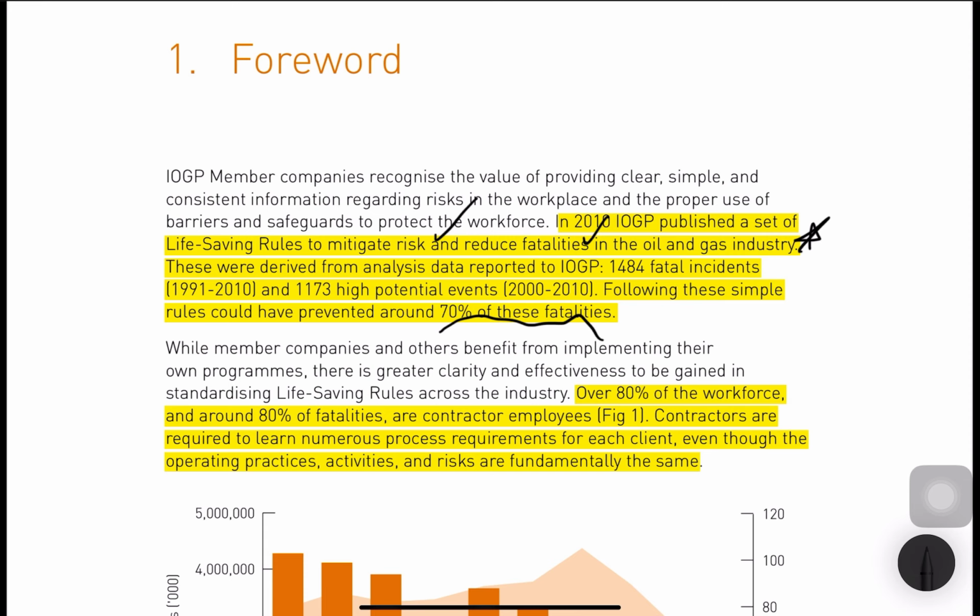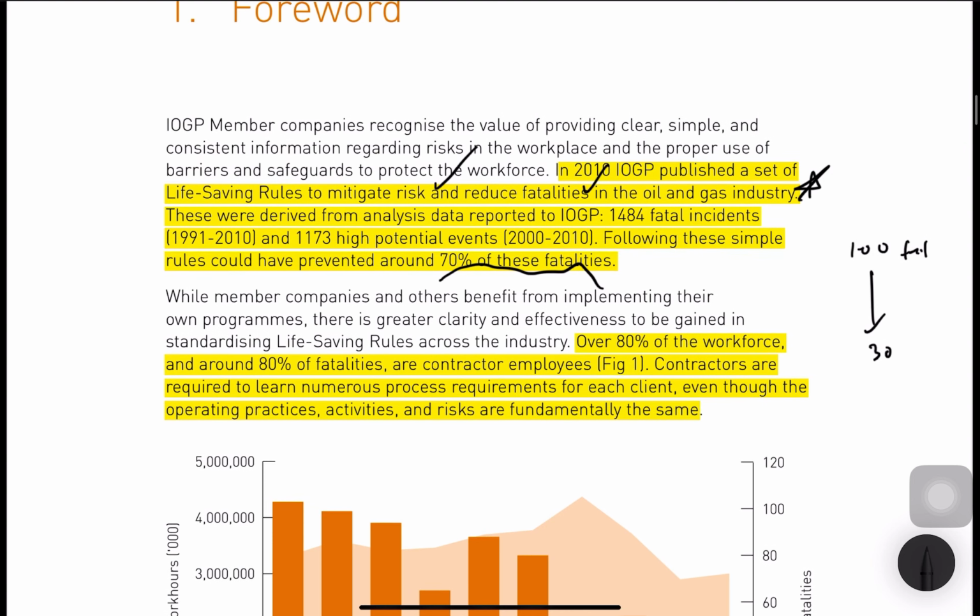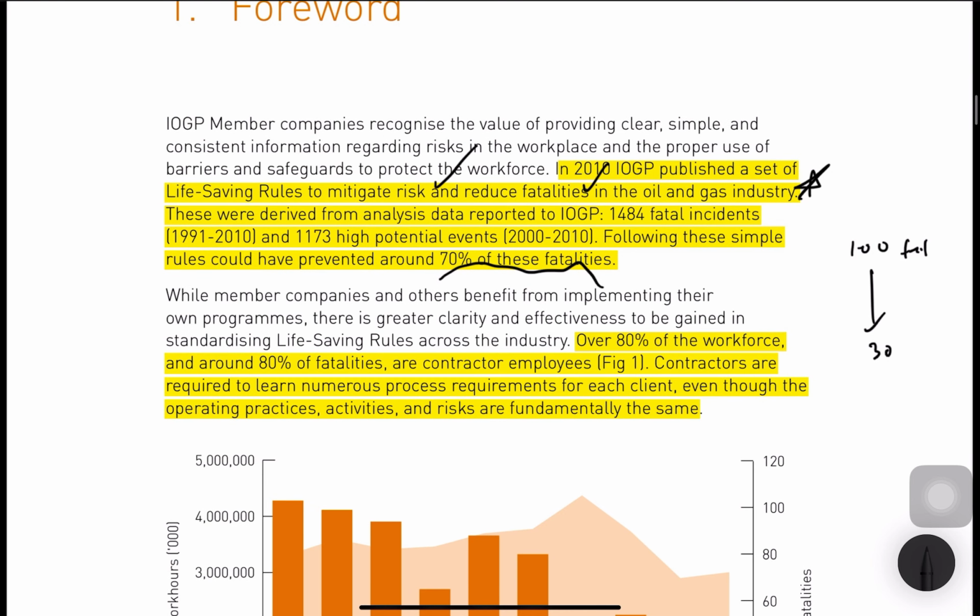So imagine if you have 100 fatalities, you can reduce it to 30 only. That's how big the impact of life-saving rules is. Over 80% of the workforce and around 80% of fatalities were contracted employees, since contracted employees are the ones facing this situation. They are working at site performing the work, so the most exposure is towards contracted employees.